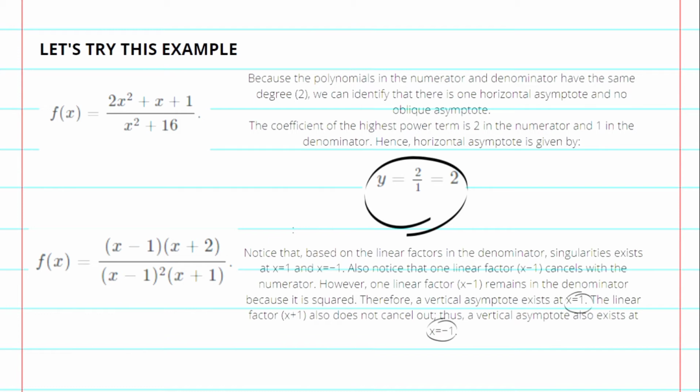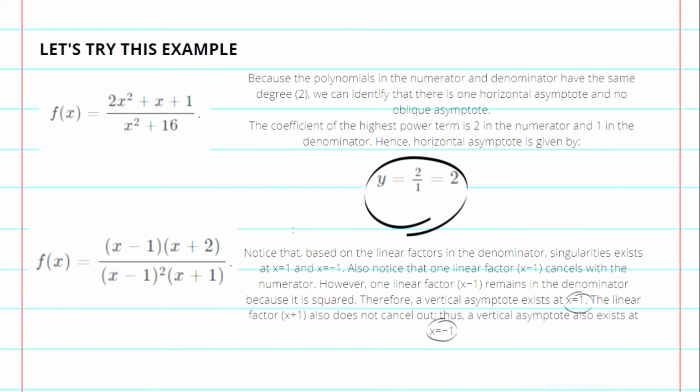Given f of x equals (x minus 1)(x plus 2) over (x minus 1) squared (x plus 1). Notice that based on the linear factors in the denominator, singularities exist at x equals 1 and x equals negative 1. Also notice that one linear factor, x minus 1, cancels with the numerator. However, one linear factor, x minus 1, remains in the denominator because it is squared.